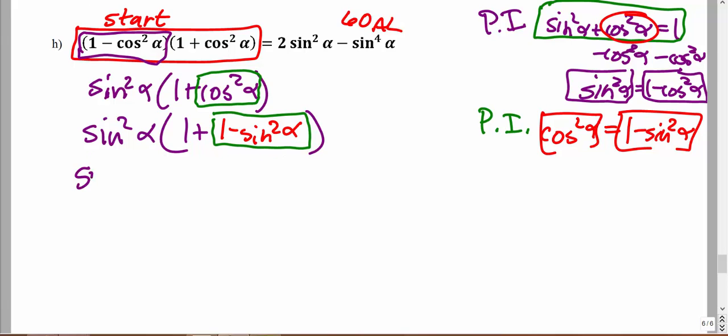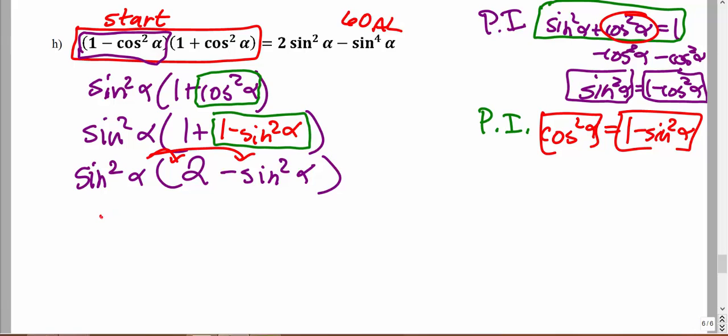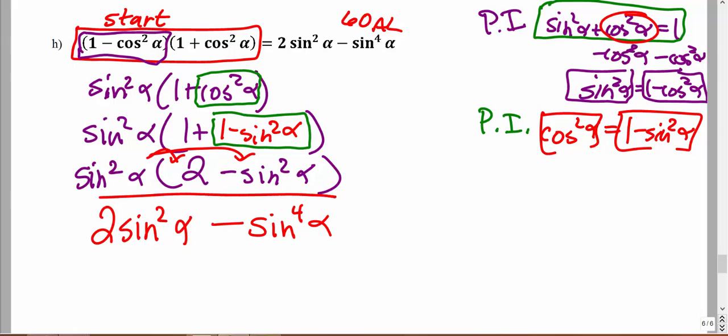Now I'm going to simplify within the parentheses. That's 1 plus 1, which is 2, and then minus sine squared alpha. Now if I look at my goal, I see that I'm really close, but in order to get there, I'd have to distribute the sine squared alpha. So I get 2 times sine squared alpha minus, and then sine squared times another sine squared would be sine to the 4th. So I get sine raised to the 4th power of alpha. And that is my goal.